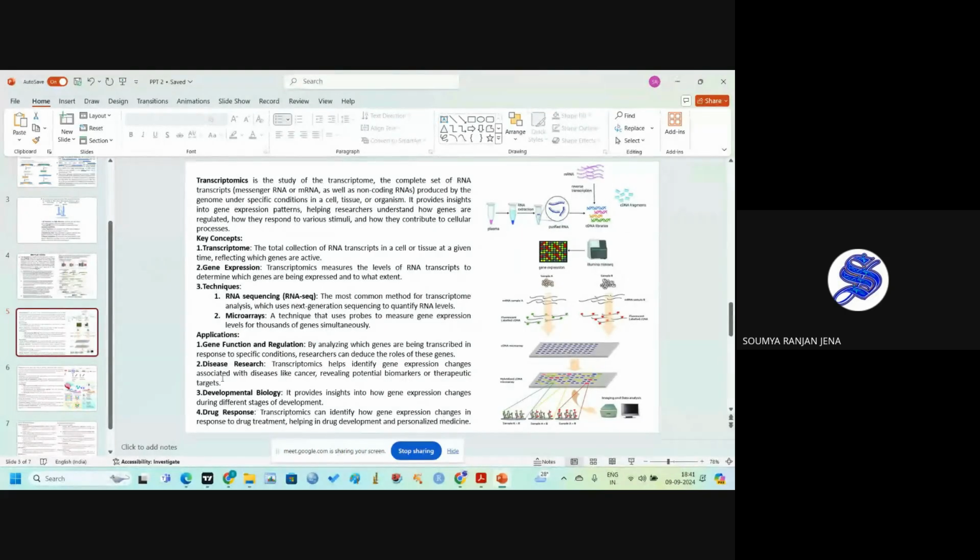Then the next technique is microarray. This is a technique that uses probes to measure gene expression levels for thousands of genes simultaneously. We label the fluorescent cDNA of sample A and sample B, then we go for the cDNA microarray, because previously we have added the X gene or Y gene sequences.